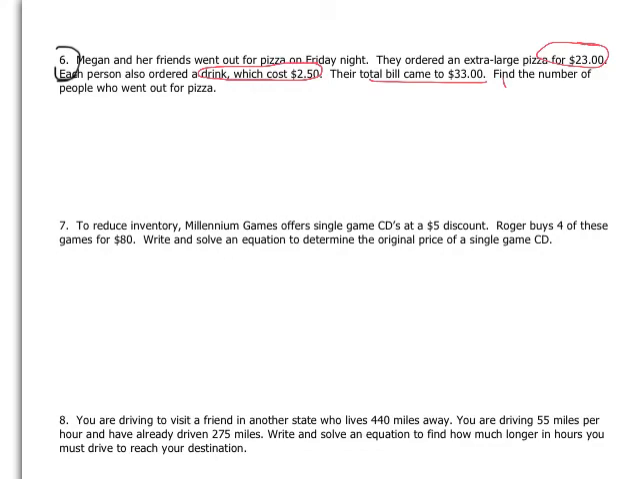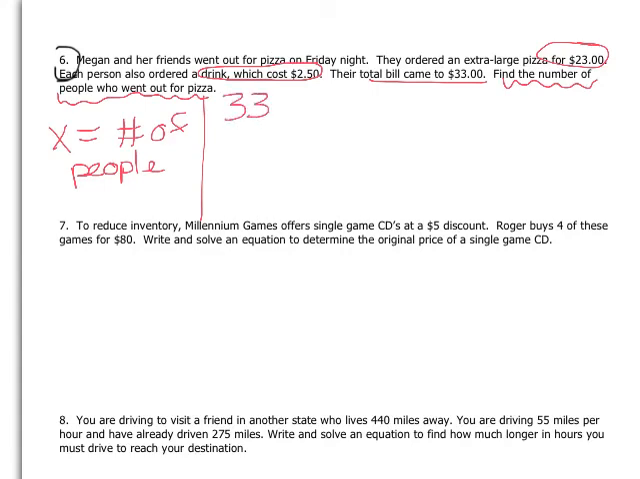So find the number of people. Here's my command. It's not necessarily a question. It's a command this time, but it's still the piece of information that I'm trying to find. So find the number of people who went out for pizza. So X is going to be the number of people. Let's write our equation again. It's total equals everything else. So my total is $33 equals, how did they spend that $33? How many pizzas? Just one.